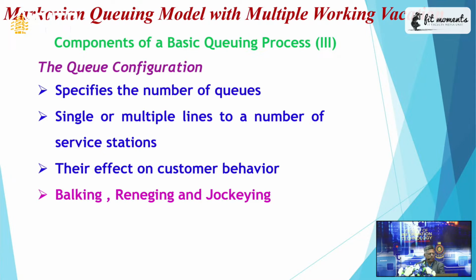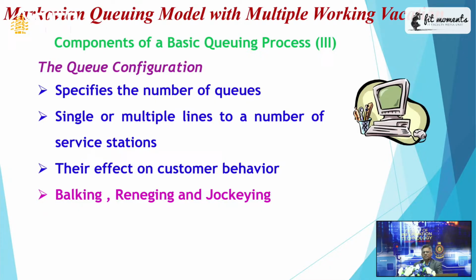Next one is components, that is, the specific number of queues. Is it a single line or multiple lines? There are a number of service stations. Their effect is on customer behavior. There are minimum three parts, that is, balking, reneging and jockeying.